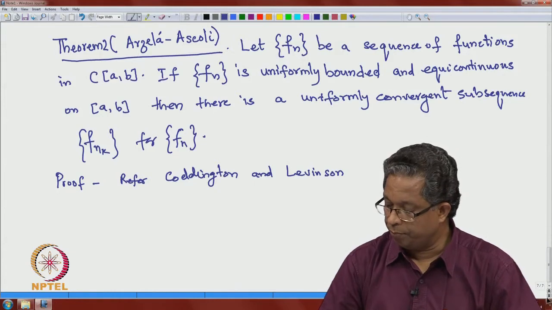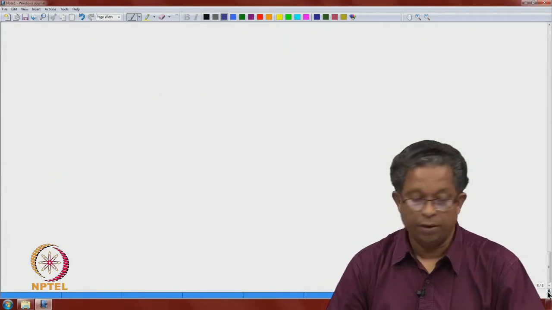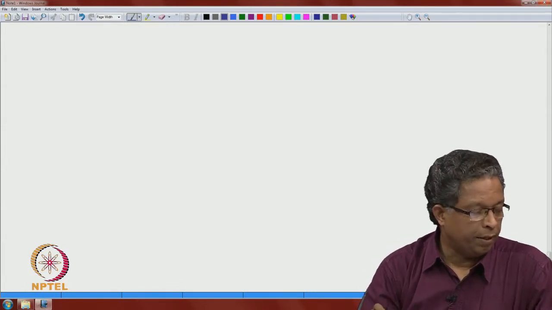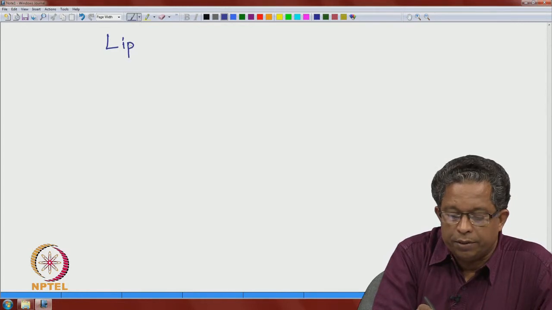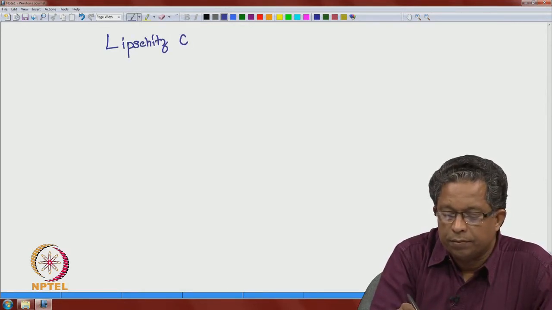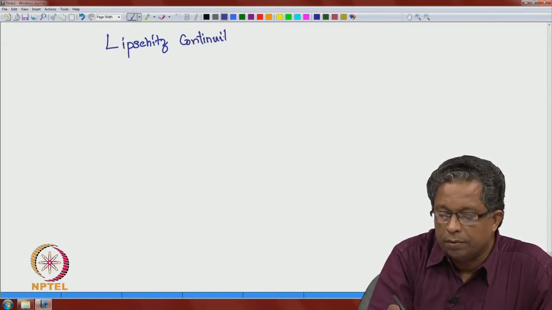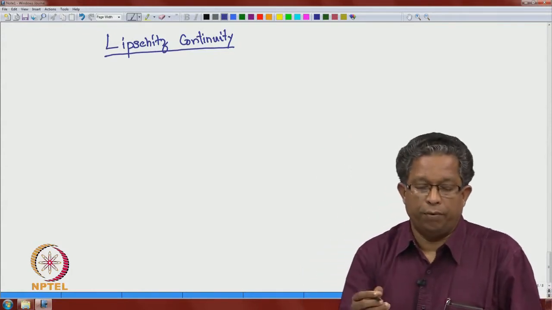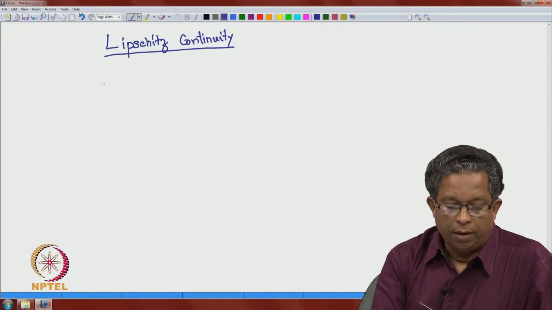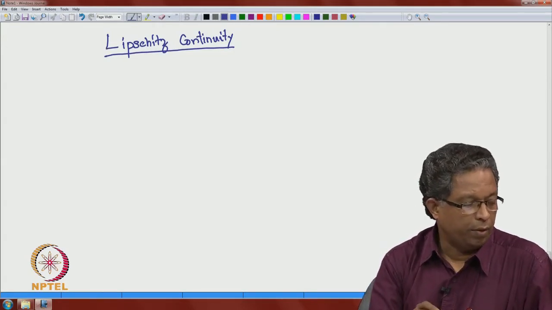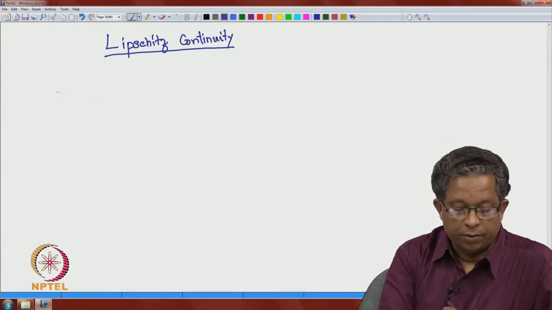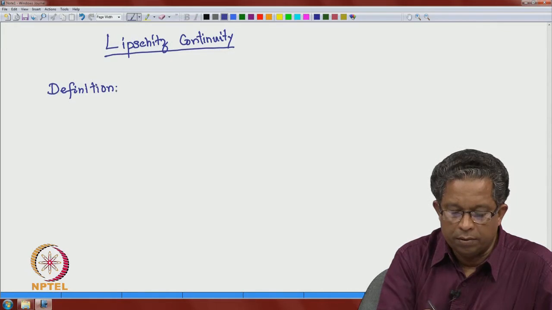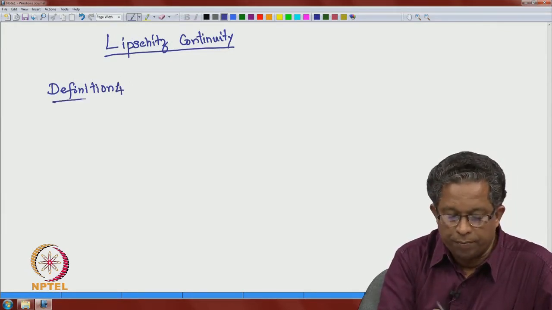Now we move on to the next topic, which will be used in proving the uniqueness of solution of initial value problem, namely the Lipschitz continuity. So Lipschitz continuity of functions. Initially, for the sake of simplicity, we will define Lipschitz continuity for a one variable function. So definition 4 in this lecture.